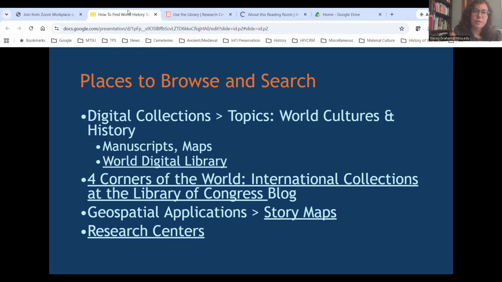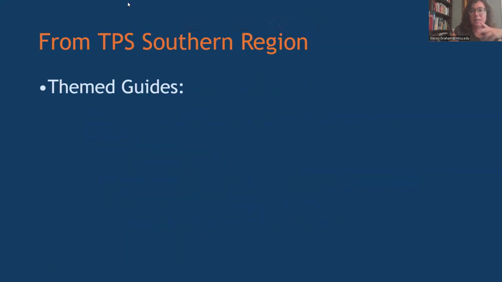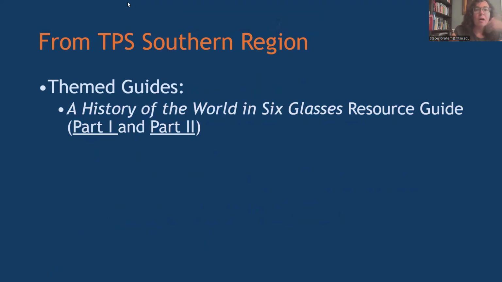Now, I also want to show you some of the resources that have already been created and are ready to go. We actually have a lot of those on our website, the TPS Southern Region website. For example, we have some themed guides. These are like bibliographies that guide you to where good locations are. We created a couple based around a book that we read as part of a virtual book group a long time ago, A History of the World in Six Glasses. It takes different beverages and looks at different histories through them.